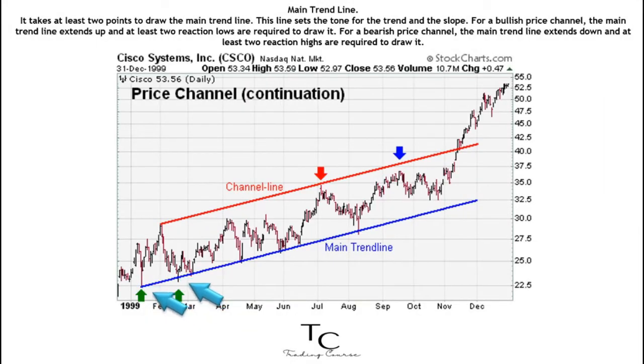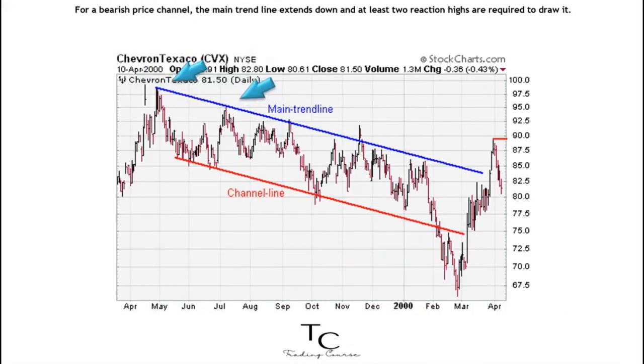Main trend line. It takes at least 2 points to draw the main trend line. This line sets the tone for the trend in the slope. For a bullish price channel, the main trend line extends up and at least 2 reaction lows are required to draw it. For a bearish price channel, the main trend line extends down and at least 2 reaction highs are required to draw it.